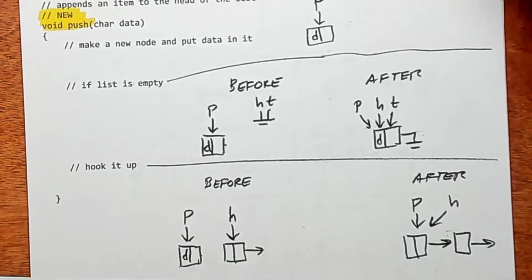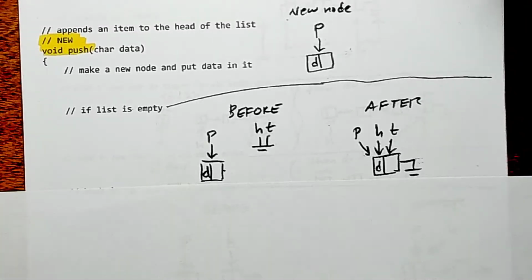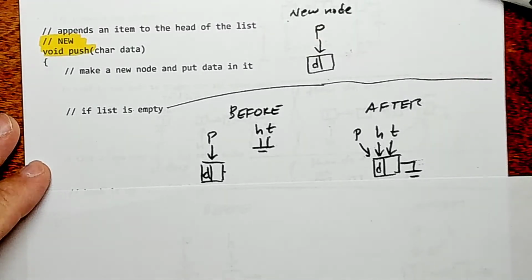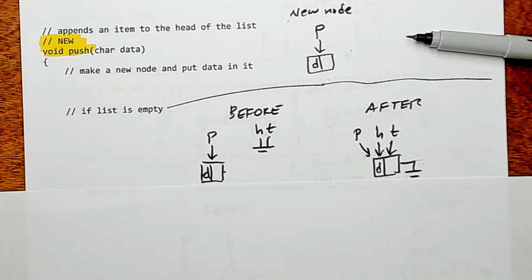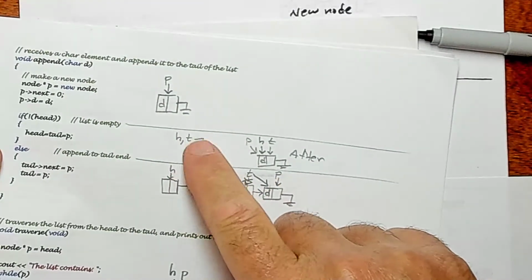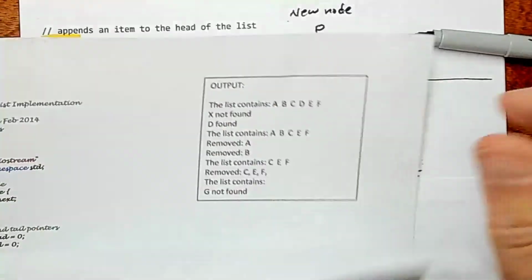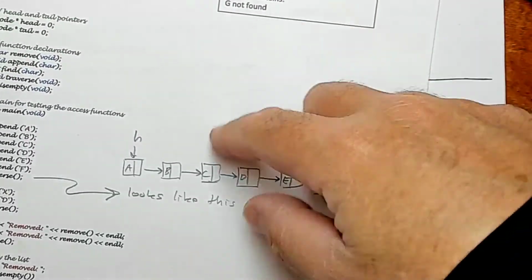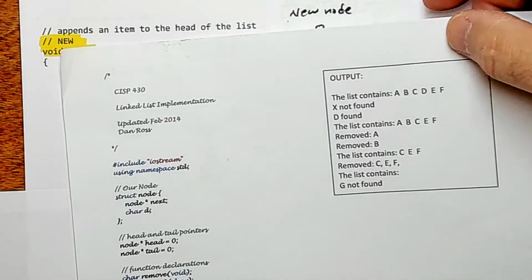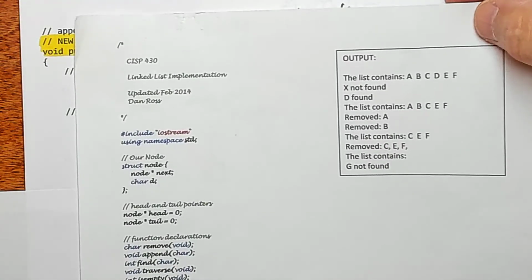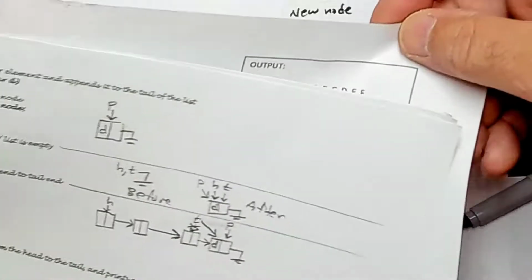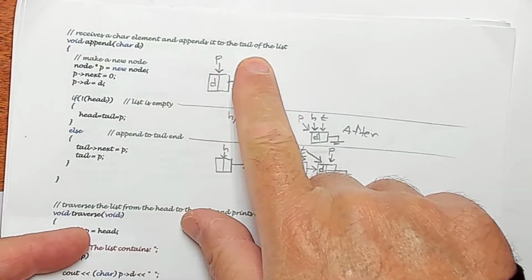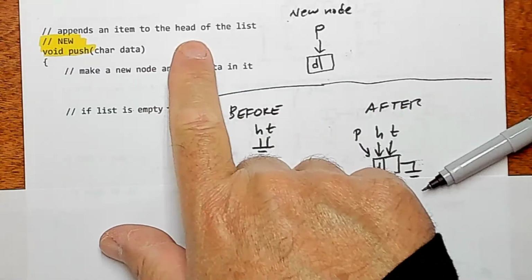Append looks like this. So here we want to append the item to the head of a list. In the implementation I've given you already, in this list implementation PDF that we've gone through that's posted, I have an append operation in here, but this one appends to the tail of the list. You need to append to the head of the list.